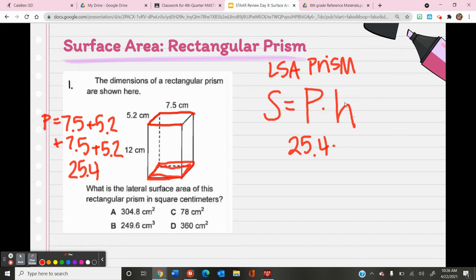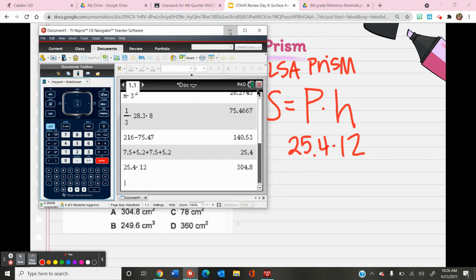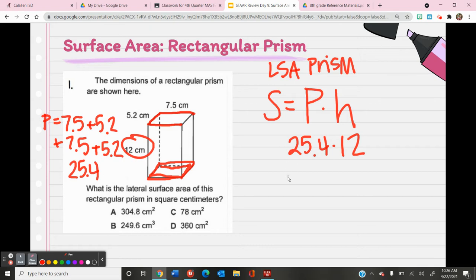Now I want to multiply that by the height of my prism. So that is the distance between my bases, which is going to be 12. So 25.4 times 12, let's go ahead and put that in. And we get 304.8. So here the lateral surface area of this prism is going to be 304.8 centimeters squared. So here your answer is A.